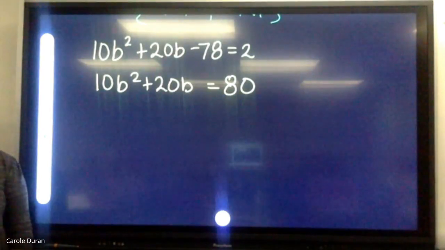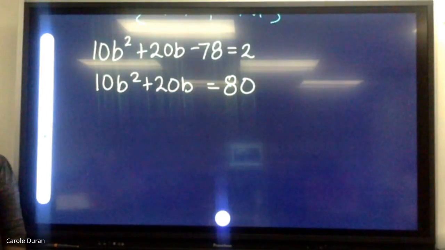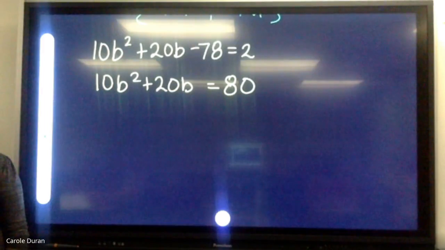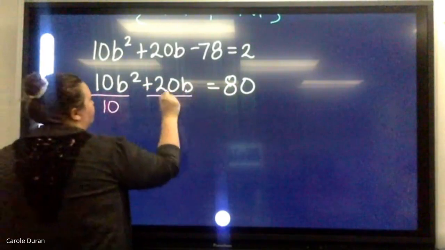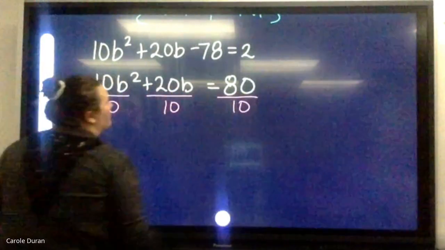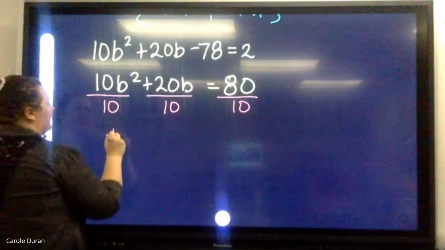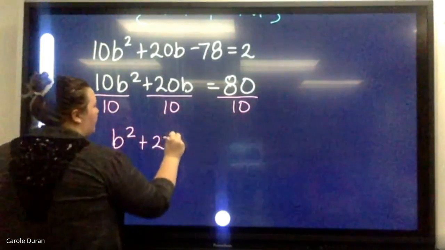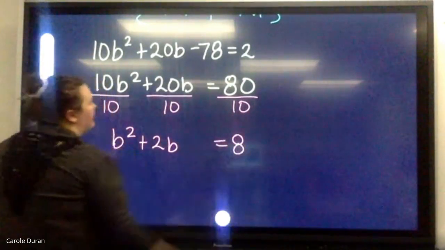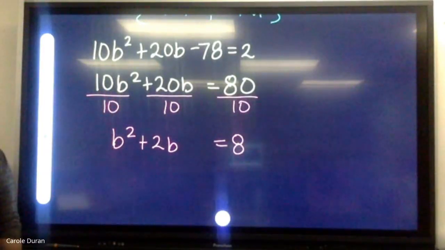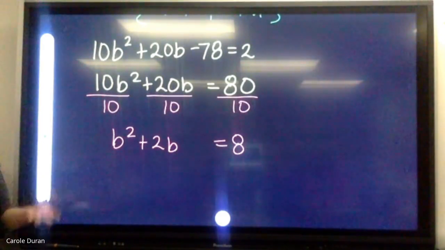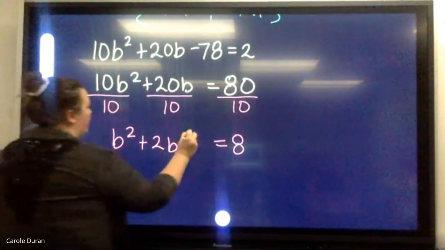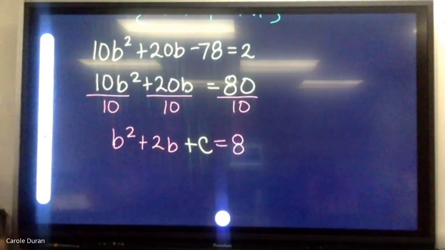The next thing I check for is to see if there's a number in front of my squared term. Is there? I need to divide that value out of every single term in my equation. So I'm going to divide everything by 10. When I do that, I'm left with b squared plus 2b equals 8. Now this is a beautiful quadratic that has nothing in front of my squared, which means I can go ahead and complete the square by filling in my c term. How do I find that c term?